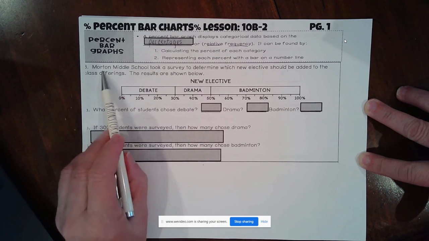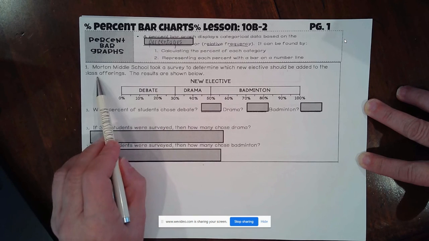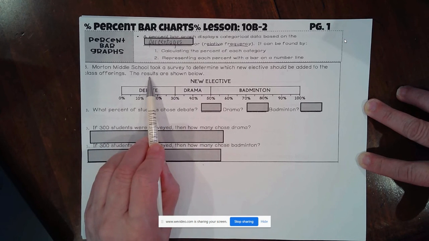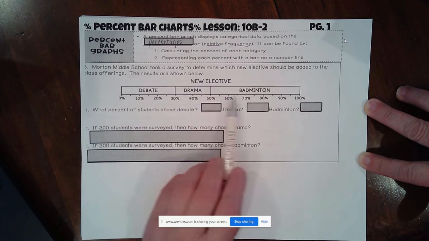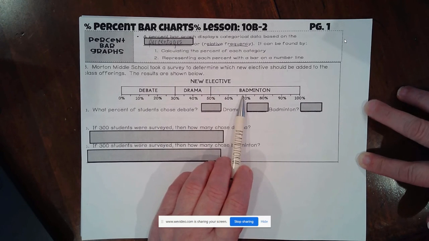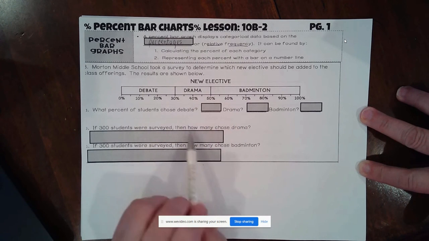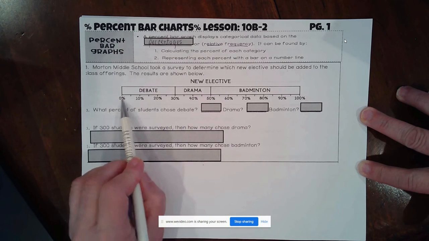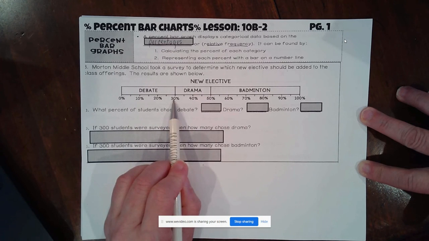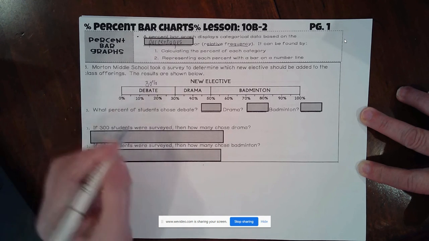So Morton Middle School took a survey to determine which new electives should be added to the class offerings. The results are shown below. And so we have debate, drama, and badminton that they found the percentages of. So what I recommend is that before you start looking at your questions, go ahead and figure out the percent for each one. For example, from 0 to 30, it's pretty obvious that that would be the percent. And so you would just write it above there.